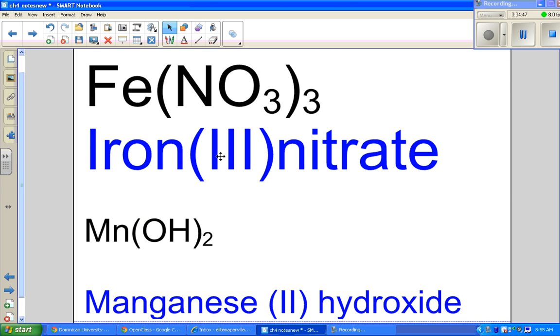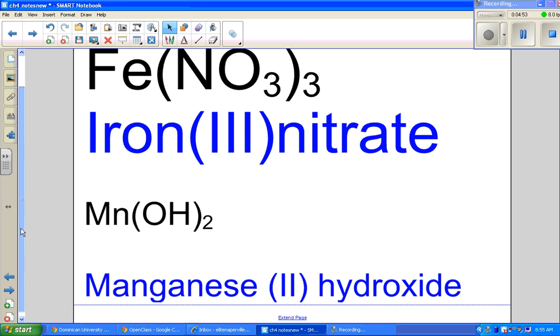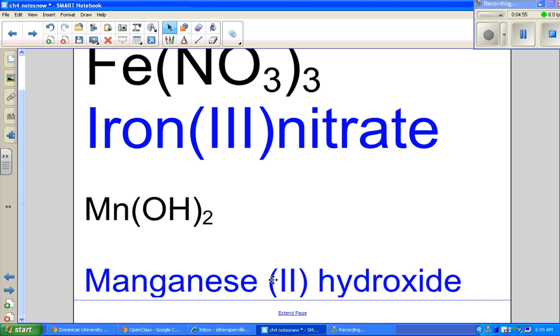So why is this iron Roman numeral 3? Because the 3 originally came from iron in this formula. And then why is this manganese 2 hydroxide? Because the 2 originally came from the Mn in this formula, and you need to show that because iron and manganese have more than one charge. And then of course NO3 is called nitrate, OH is called hydroxide, and those are the polyatomics that you're learning right now.